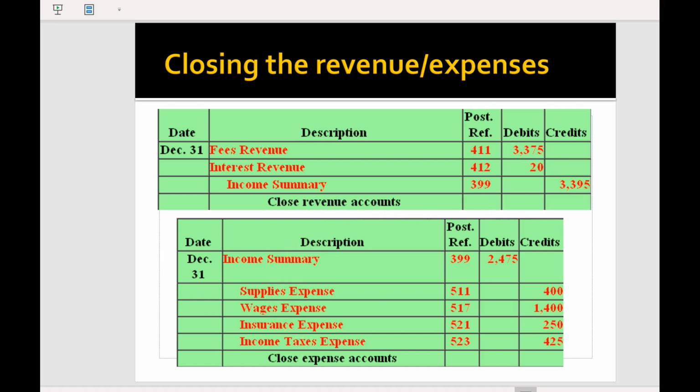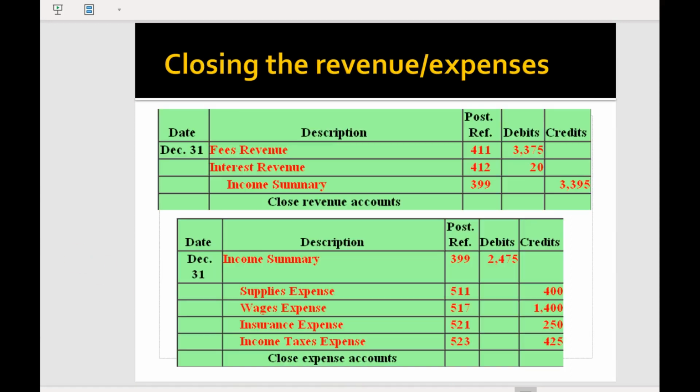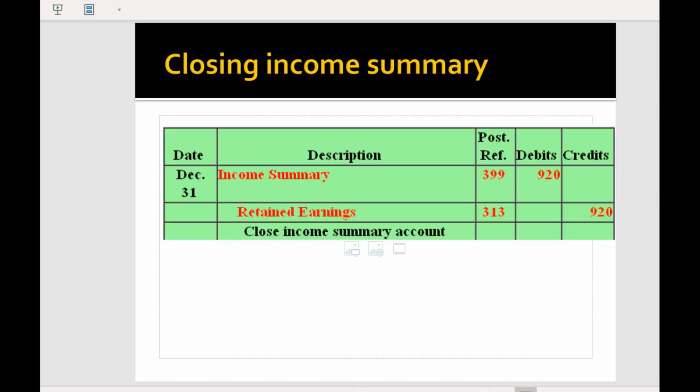For all the expenses, we look at our trial balance. We look at all the accounts that start with 5, right? Those are my expense accounts. Now you can see prepaid expense is not among the expenses. So I'm going to debit income summary. I'm going to credit all these expense accounts. That makes all those expense accounts go to 0. And I'm also closing those to my income summary.